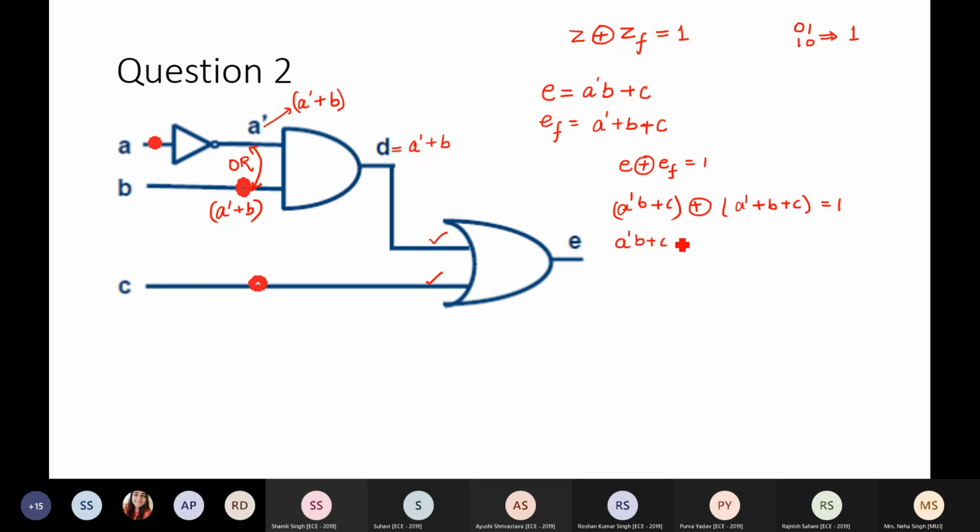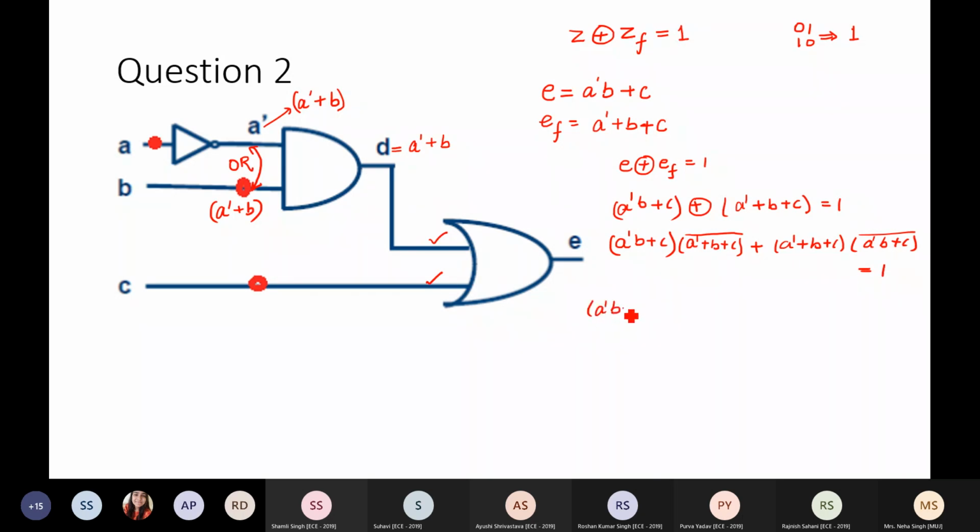Open the brackets and use Boolean algebra. So A into B bar, which is A bar plus B plus C bar, plus A bar plus B plus C as it is, and the complement of A dash B plus C. This should be true.